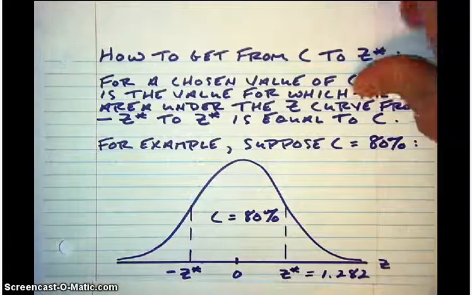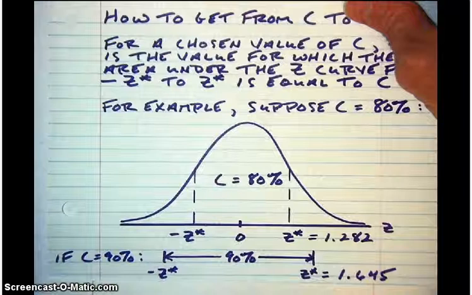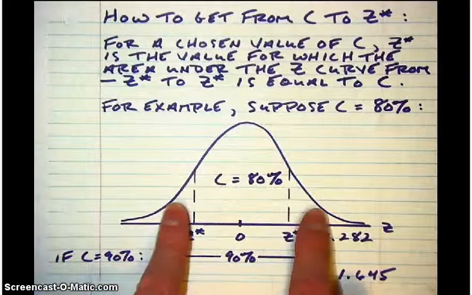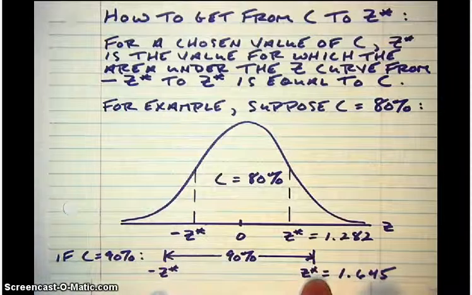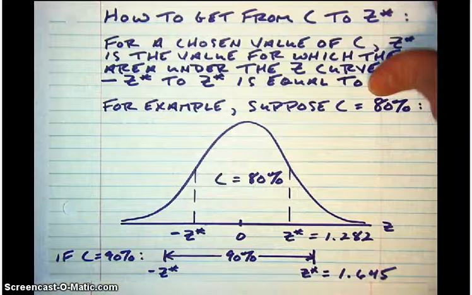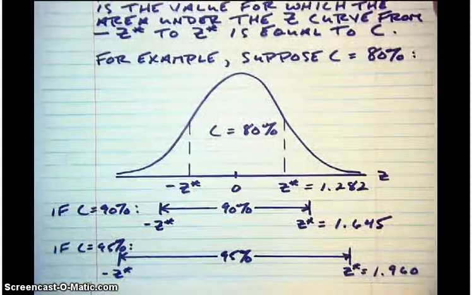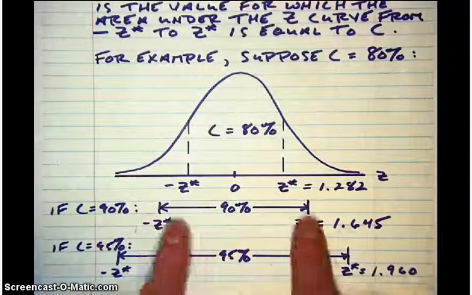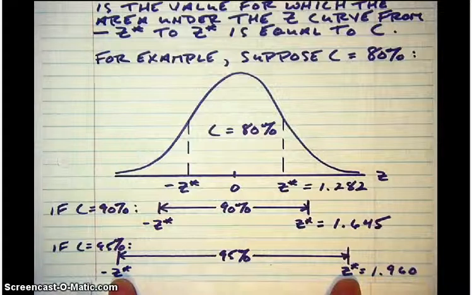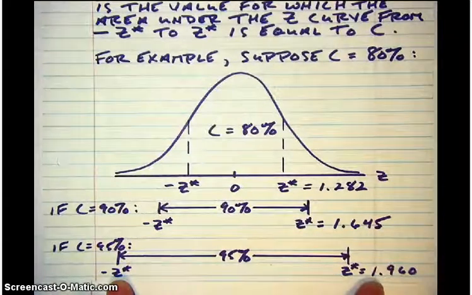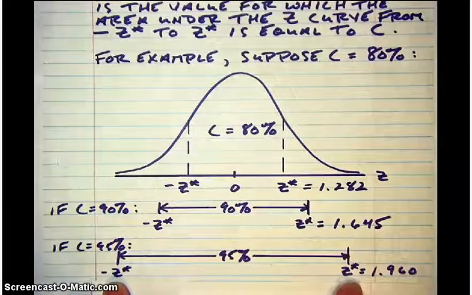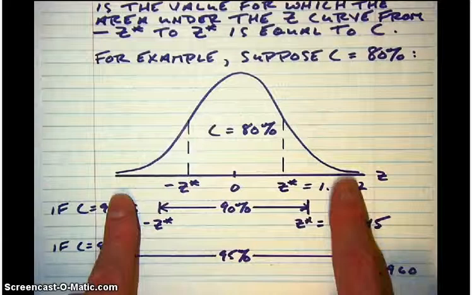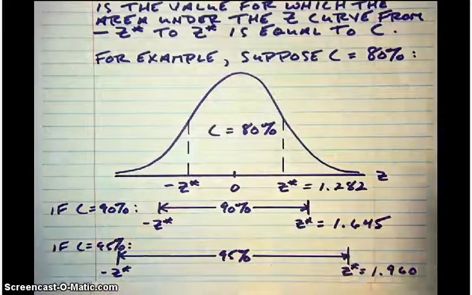But this boundary right here on the right, that Z star, is the critical value, and it depends on what C is. If we choose C to be 90%, well, then we have to expand these boundaries out a little bit so that we capture 90% of the area under the curve. And in order to do that, we have to increase this Z star to 1.645. If you want C to be 95%, you're going to have to move these boundaries out even further. And now the Z star on the right would be 1.960. If you calculate the area between negative 1.960 and positive 1.960, that will contain 95% of the area under the curve.